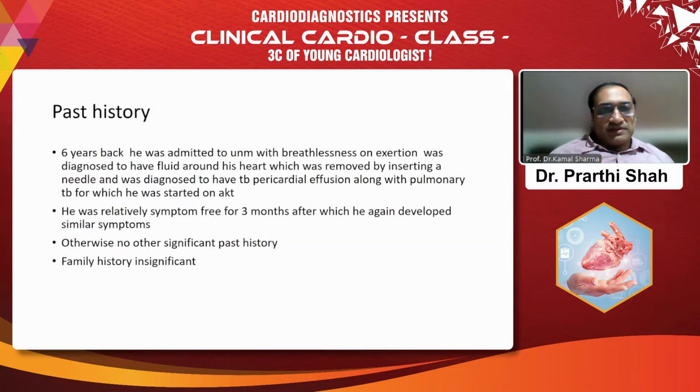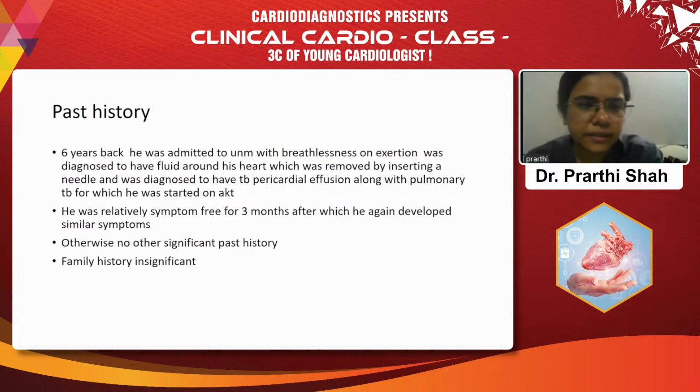Okay, so now the negative histories, past history. What was significant there? Six years back, he was admitted to UN Mehta with breathlessness on exertion and was diagnosed to have fluid around his heart, which was removed by inserting a needle, and was diagnosed to have a tuberculous pericardial effusion along with pulmonary tuberculosis, for which he was started on ATT. He was relatively symptom free for 3 to 4 months, after which he again developed similar symptoms. Otherwise, there was no other significant past history, and family history is insignificant.